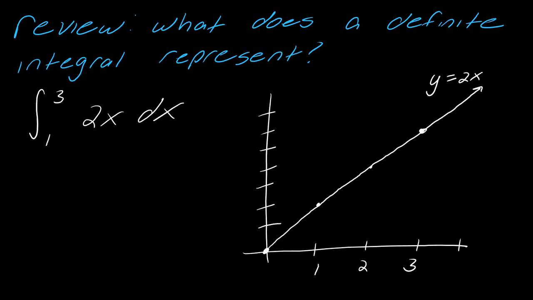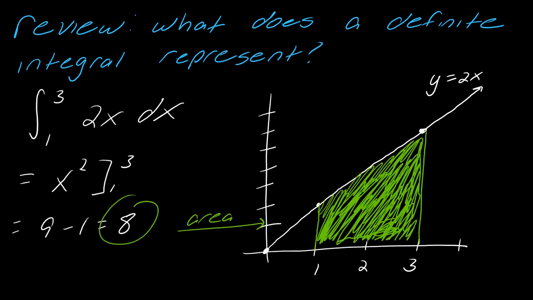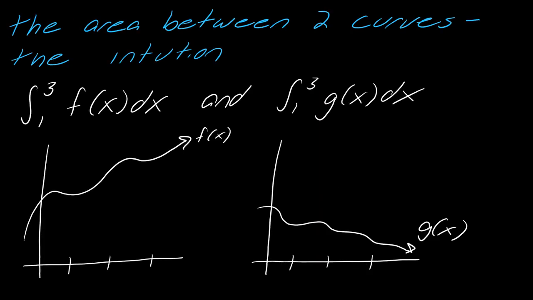So this is actually referring to the graph of 2x, and what a definite integral does is it finds the area under the curve, in this case from 1 to 3. So I would integrate this and plug in my limits of integration, and this represents this area right here. So in general, a definite integral is referring to the area from the curve to the x-axis.